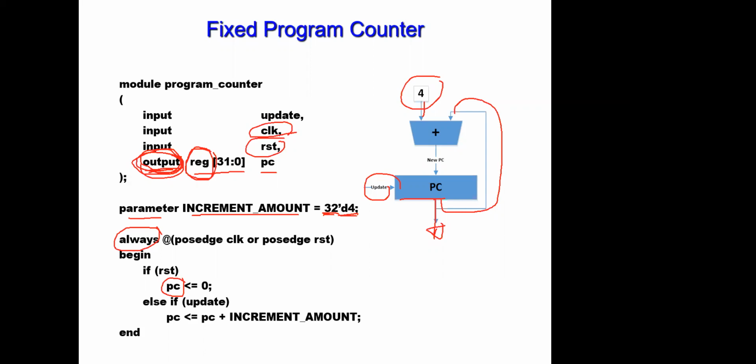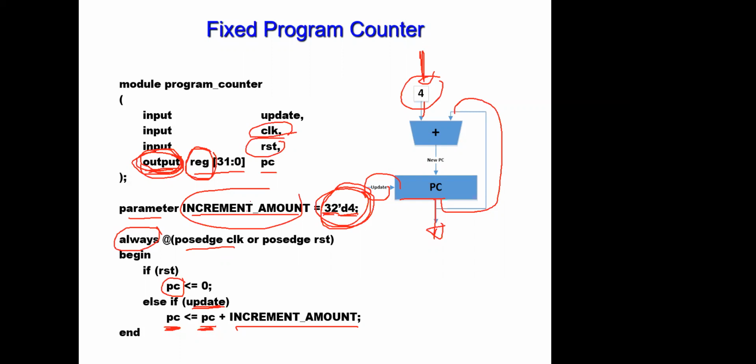So this means that this guy is basically the increment amount, which I'm defining at this one. And I'm saying that with each positive edge clock, if I have an update signal, update the program counter to the program counter + 4 in this particular case. By the way, I can change this guy to any other value if it is required.